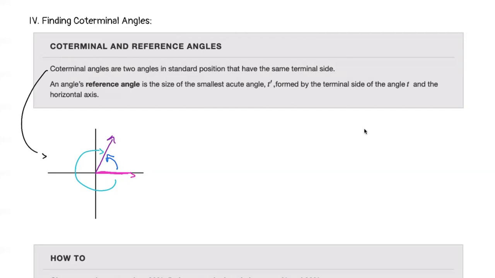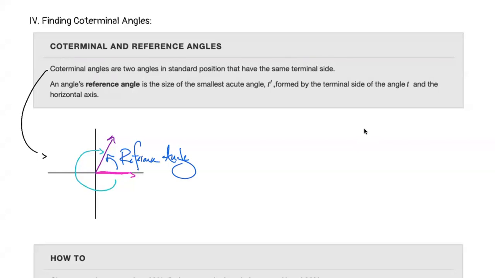All right, so what's a reference angle? An angle's reference angle is the smallest acute angle formed by the terminal side and the horizontal axis. In this picture, is the light blue one the reference angle or the dark blue one? Yeah, exactly. All right. This is our reference angle. So when we say reference angle, it has to be smaller than 90 degrees. Has to be.